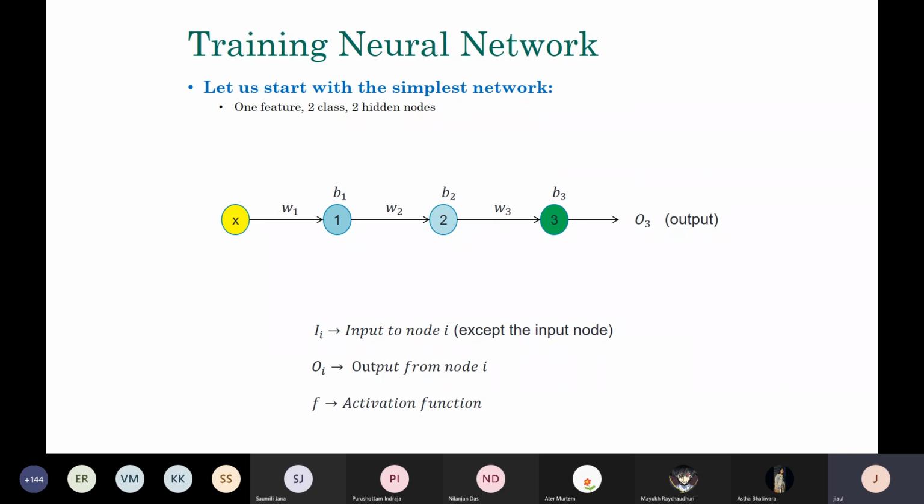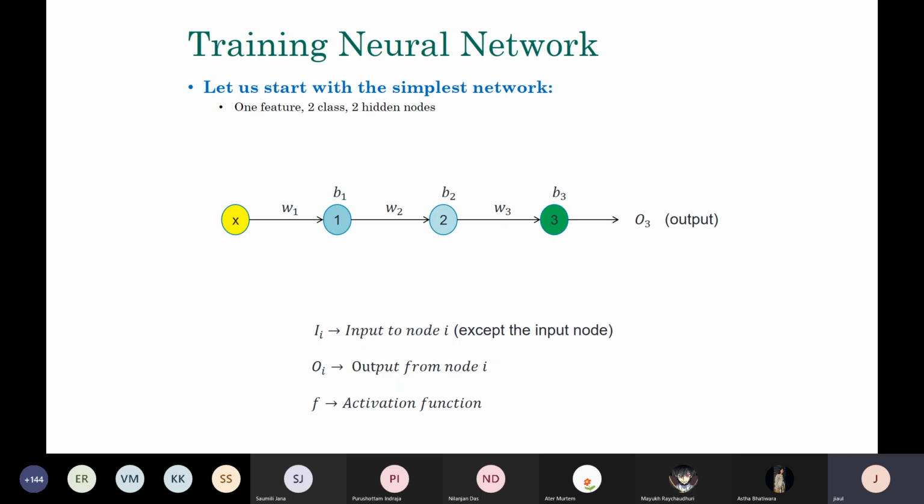So quickly fix some notations. I mentioned that every node or every neuron will have some input and some output. I denote by I the input value to a neuron, of course except the input neuron, the yellow one. And O_i is the output from a particular neuron or node. And f is the activation function that you are applying on every neuron. So that's the notation that I'm going to use in this particular lecture.